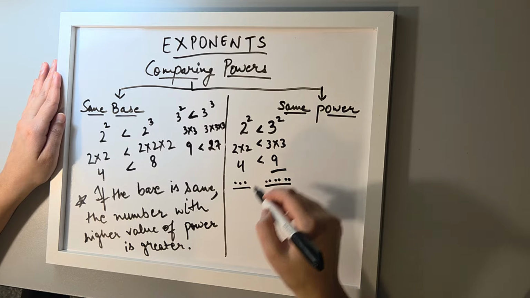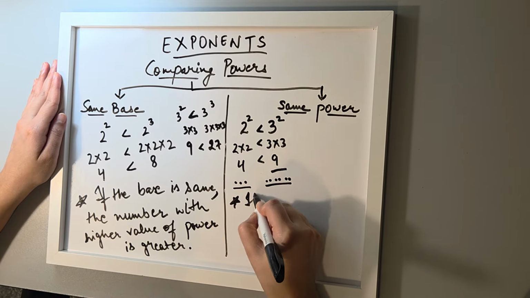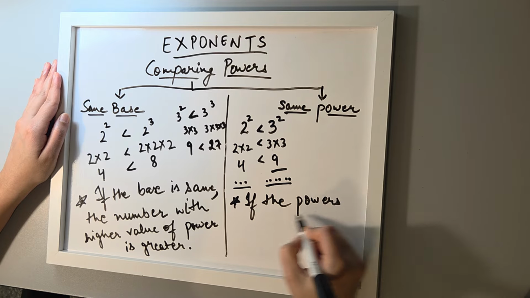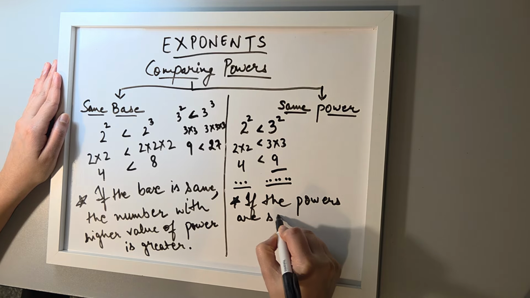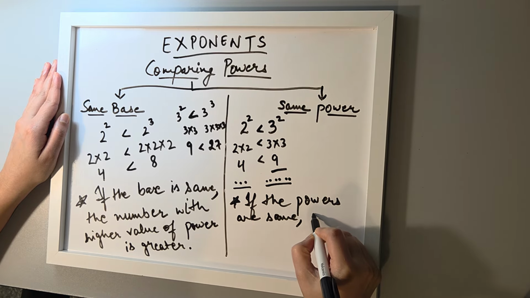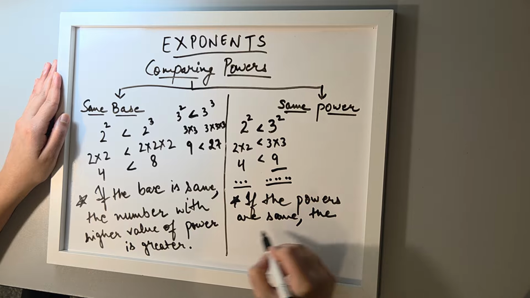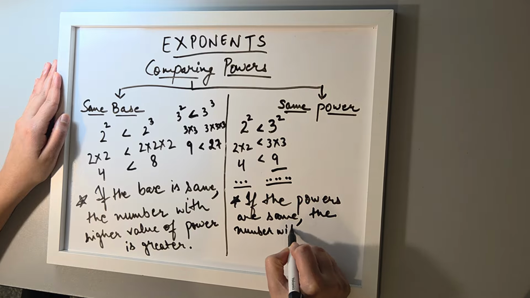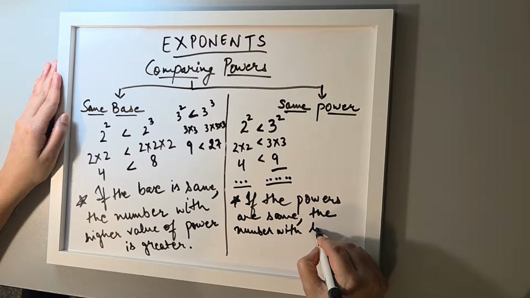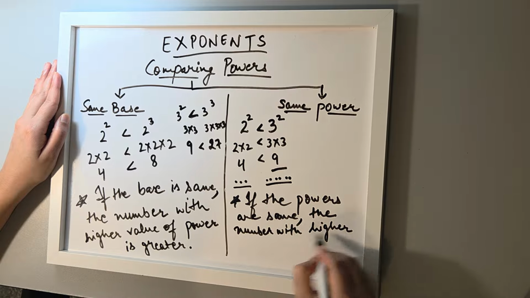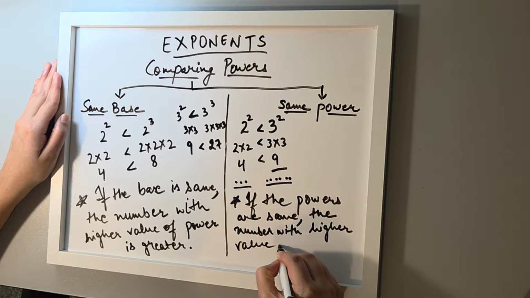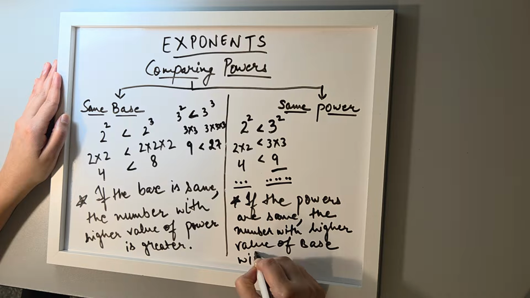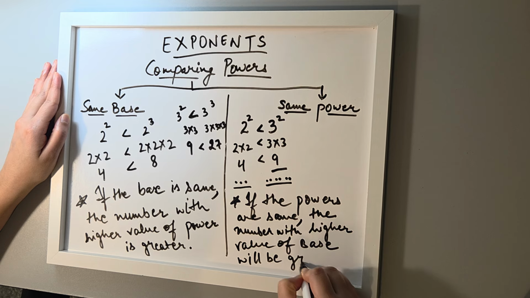So what we can say is, if the powers are the same, the number with the higher value of base will be greater.